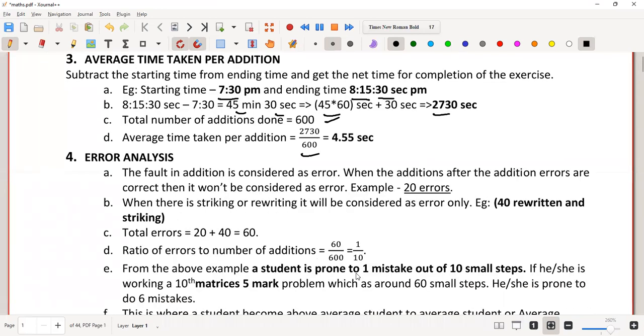Likewise, next one, error analysis. In error analysis, suppose you have written a wrong number, then it will be considered as one error. If I'm going to add 13, 13 plus 13 is 26, plus 3 is 16, plus 10 is 26. I'm just going to explain this, all right? Likewise, overall, if you have done 20 errors, and I will consider the striking or overwriting also as an error, because if you strike and write, your teachers may consider that you're not doing it properly. So the total error is around 60.